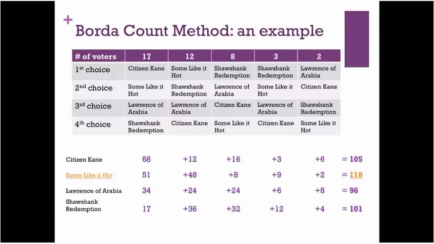And then in the remaining 3 rows, I've done that same calculation for each of the other movies. Some Like It Hot, 51 plus 48 plus 8 plus 9 plus 2, and that's 118. That's more than the number of points awarded to Citizen Kane. And in fact, after we do all the rest of the calculations, we'll see that 118 was the largest number of points awarded, and therefore we say that Some Like It Hot is the winner under this Borda count method. That's how it works, okay? It's just as simple as that.